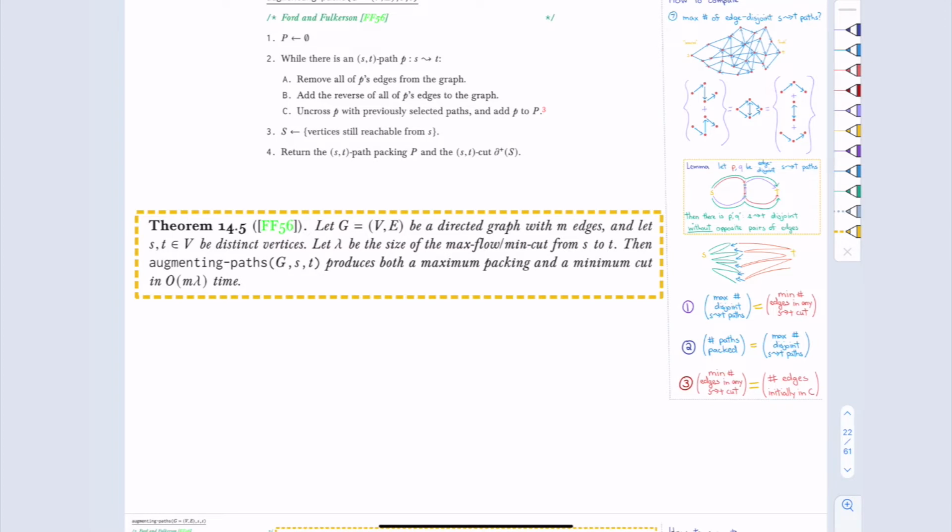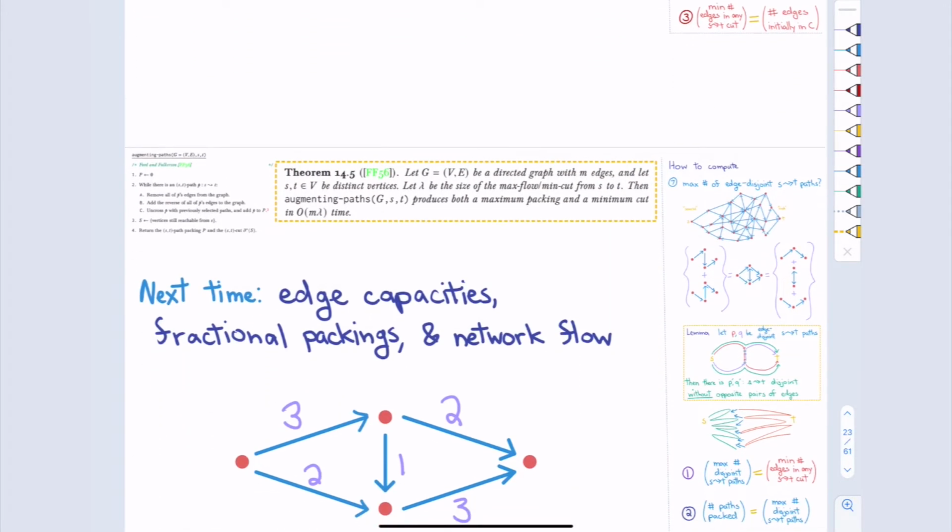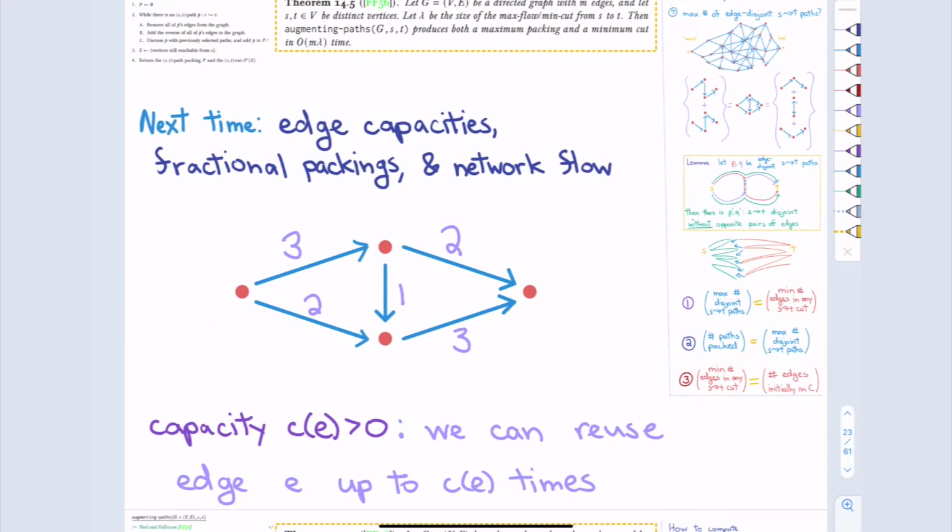Okay, so I did preview last time today's discussion. And this is a very natural extension where I'm going to give capacities to all the edges. So from a path packing point of view, if an edge has capacity 3, that means I can now use that edge up to 3 times. Before, in a sense, we always had capacity 1. And now we're generalizing that to bigger values.